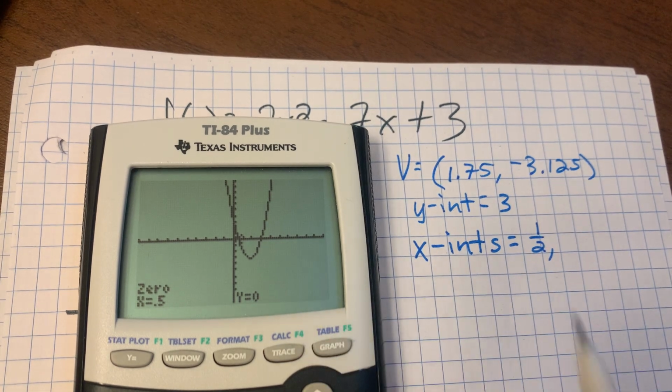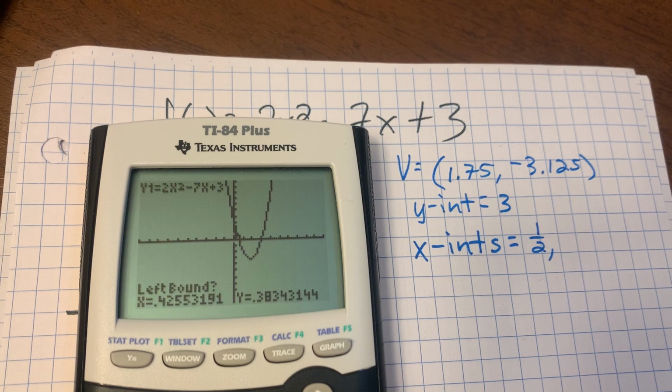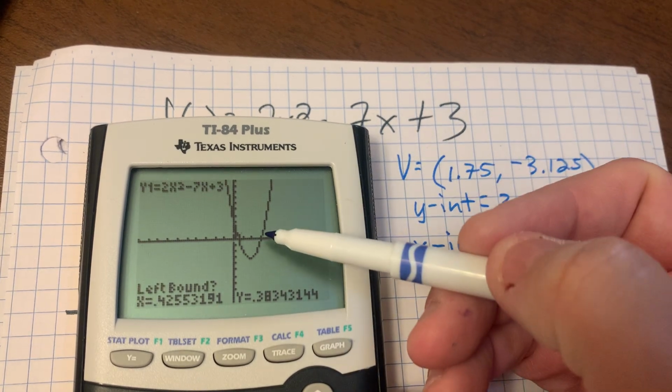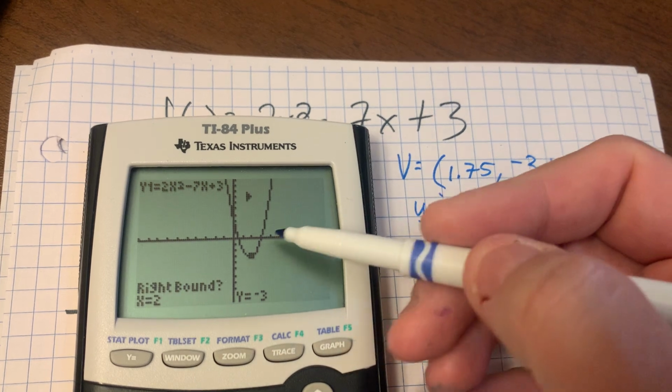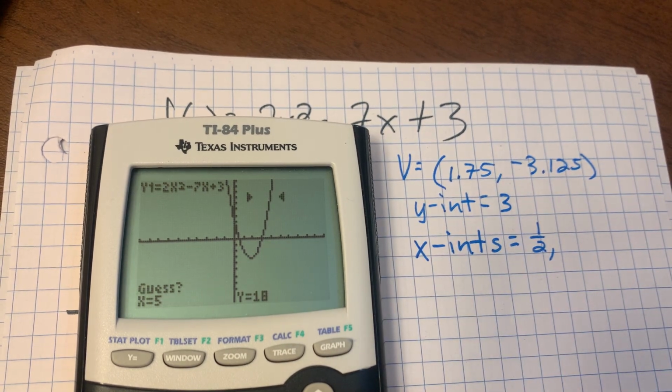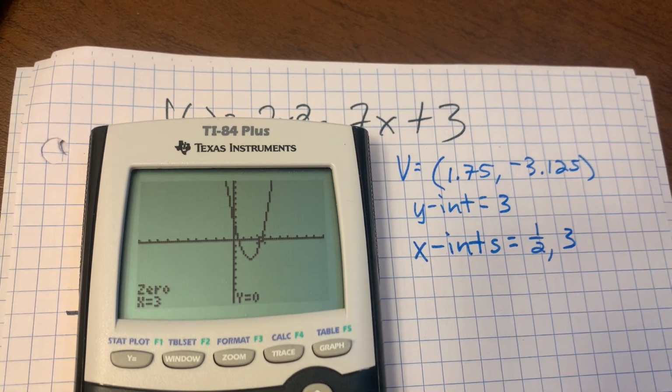We need to find another one over here, so we'll do second trace 2. Again, I need to be to the left, so we'll say 2. Now I need to be to the right. Let's say 5. And then my guess. Oh, look, it's 3. That's kind of nice, actually.